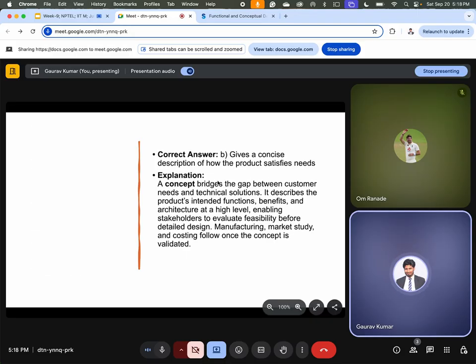So the right answer is B only, gives a concise description of how the product satisfies needs. As I have written here, a concept bridges the gap between customer needs and technical solutions, and it describes the product's intended functions, benefits, and architecture at a high level, enabling the stakeholders to evaluate the feasibility before detailed design and manufacturing. Market study and costing follow once the concept is validated. So B is the right answer.